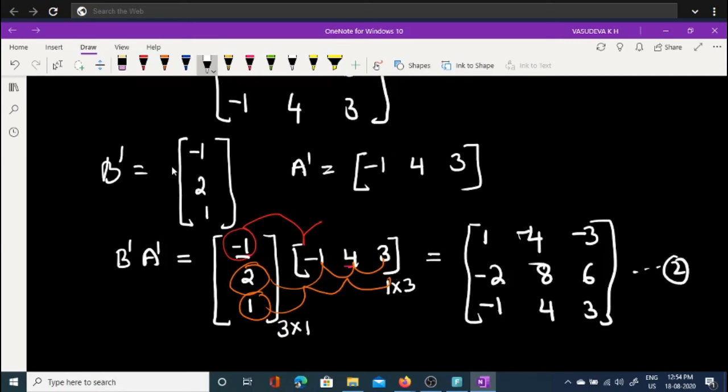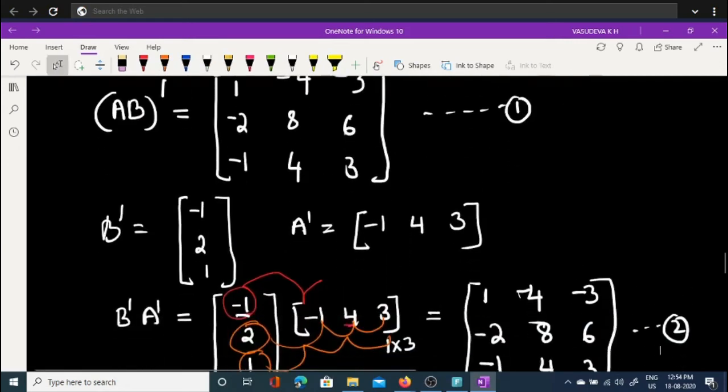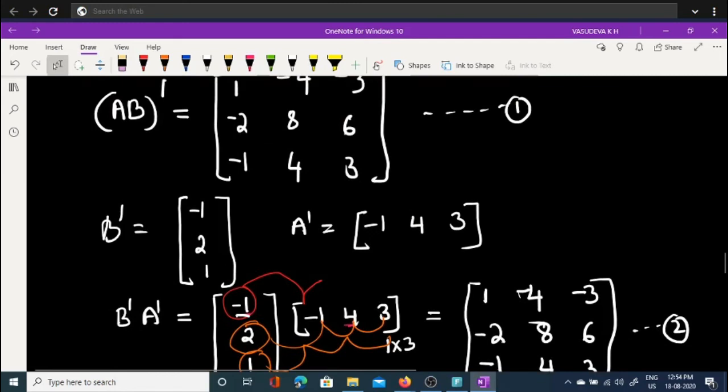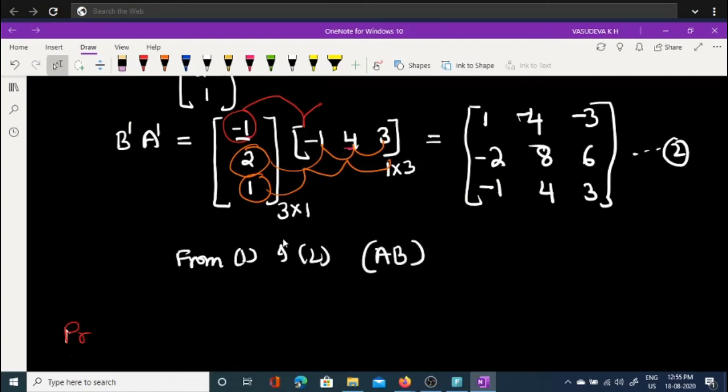So we have found AB whole dash is 1 minus 4 3, minus 2 8 6, and minus 1 4 3. So B dash A dash is also the same as AB whole dash. So therefore we conclude from 1 and 2 that AB whole dash is equal to B dash into A dash.